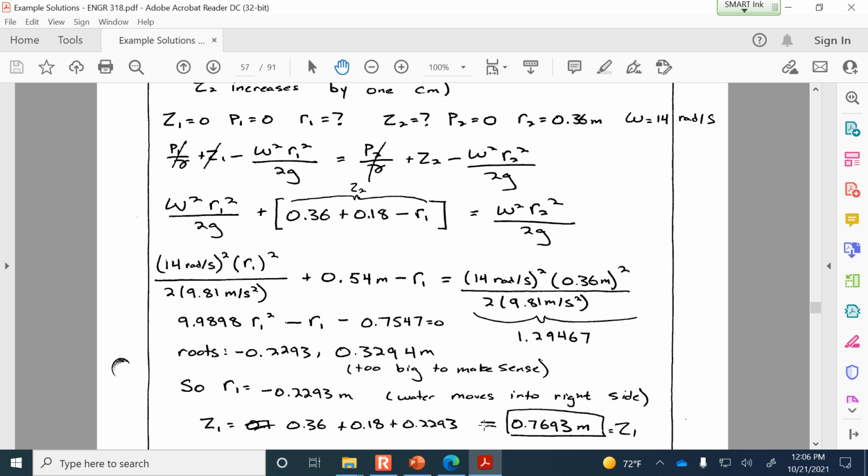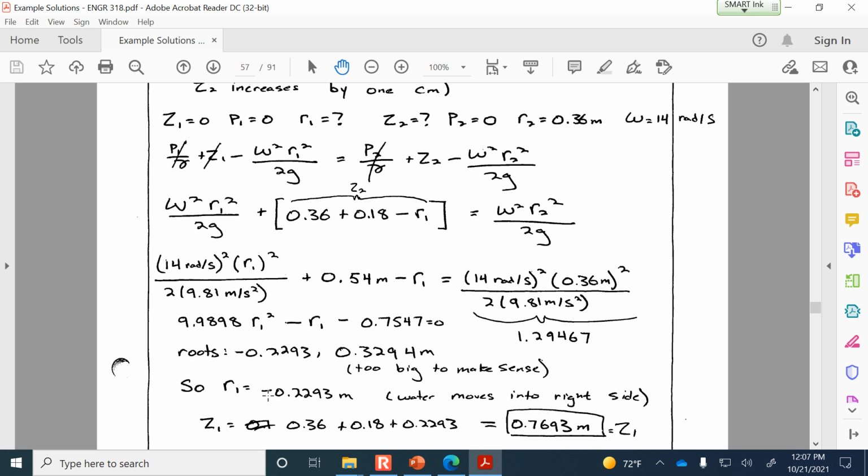All right, so when you set this up, you're going to get that there's actually roots of the equation, because you're going to have a radius as an unknown, and so you're squaring it, and then you're going to have an unknown radius term that isn't squared. So there will be a negative root and a positive root, and the negative root means that the water has retreated into the right side.